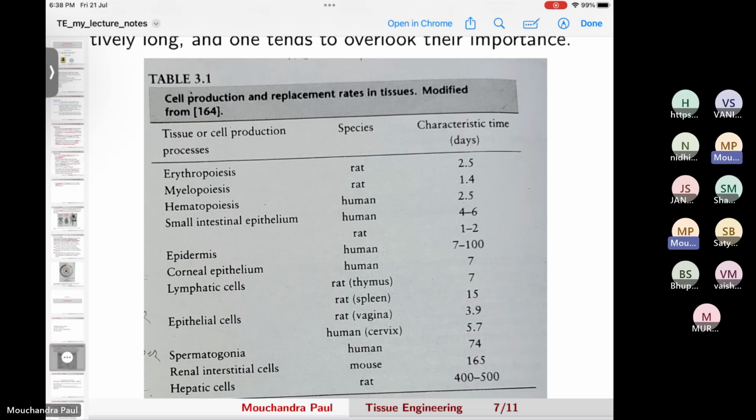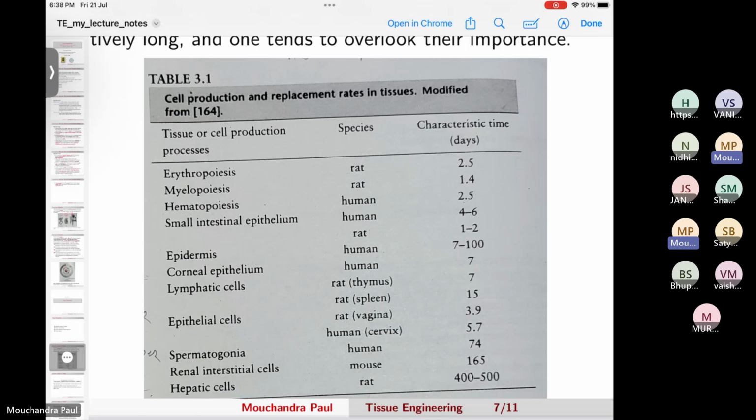Then again we can see the difference in the same species and different organ. In human, the epidermis of the skin takes around 7 to 100 days to change. Cellular turnover is 7 to 100 days. But in humans itself, another type of epithelium, the corneal epithelium, that is the epithelium present in the cornea of our eye, takes only 7 days. So my point is two points. I'm talking about two points.